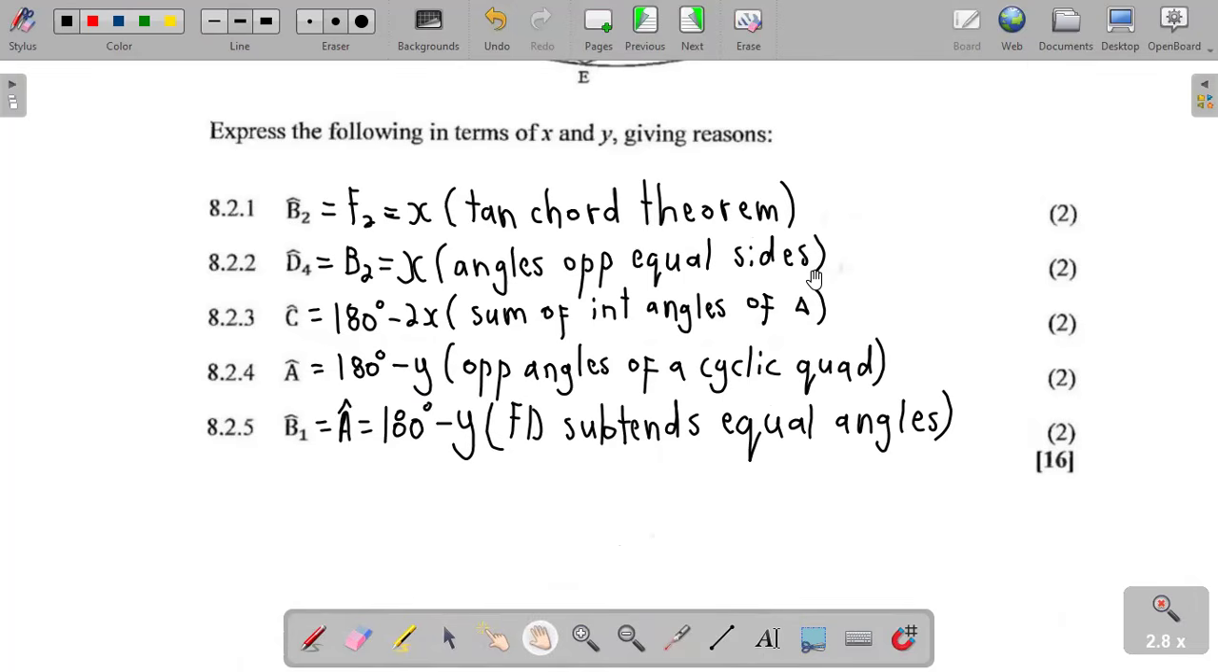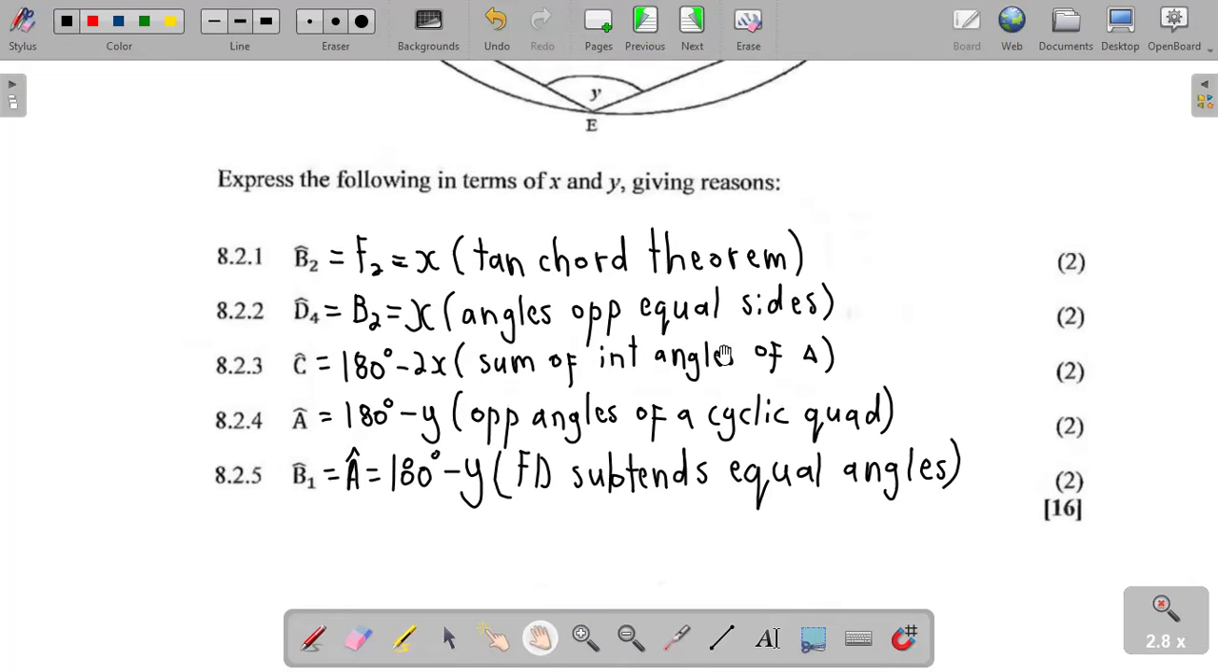Those are just short questions. Okay, 1 mark, 1 mark, 2 marks. In each question here, 1 mark is for the answer, and the other mark is for the reason that you give. So that's why it's 2 marks, 2 marks, 2 marks. It's answer and reason, answer and reason, answer and reason. Okay, so that is the end of question 8. Let's go to question 9.